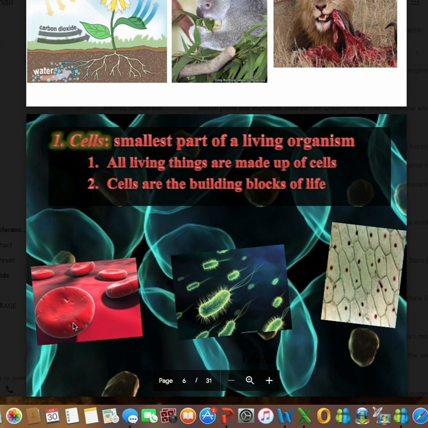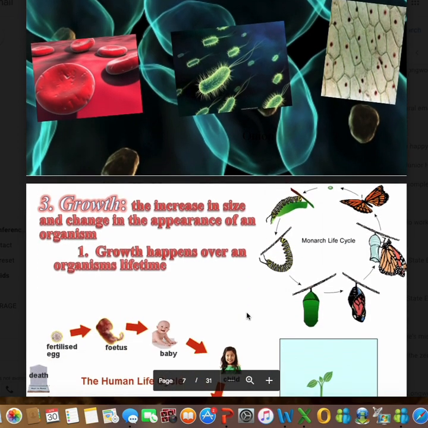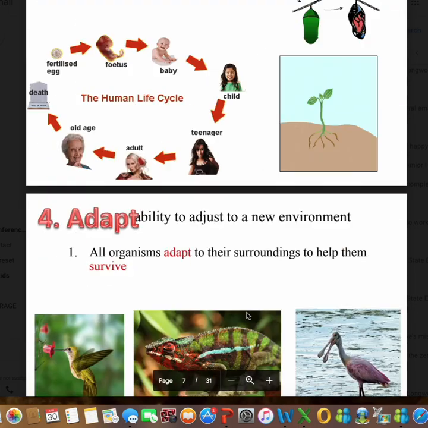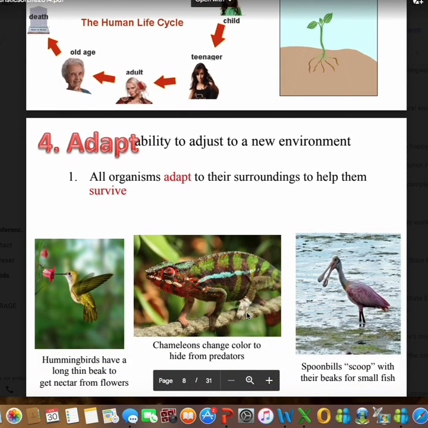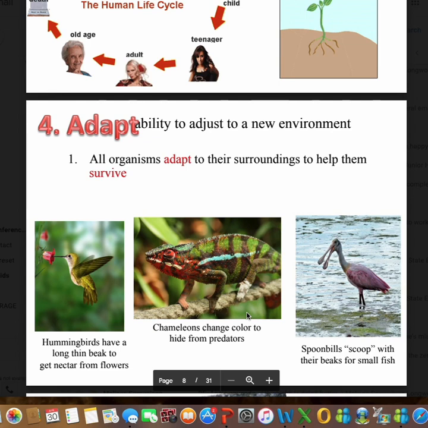Blood cells are part of humans. This is an example of an onion cell. There are many, many cells in an onion. Some organisms are unicellular. That means they have one cell. Some organisms are multicellular. That means they have many cells. All right. RED CAR. Let's get to A. Adapt. The ability to adapt, to adjust, to change to your environment.